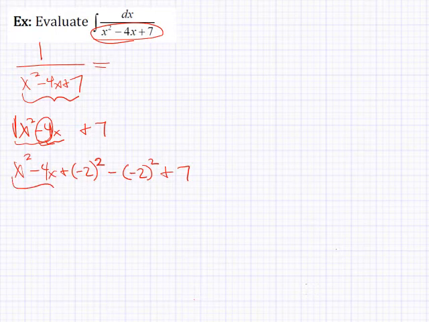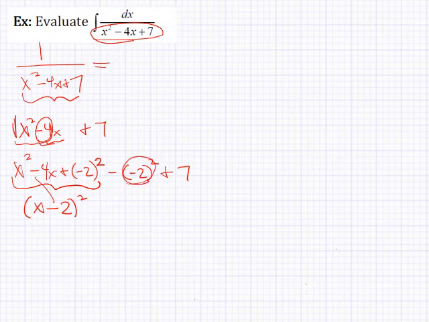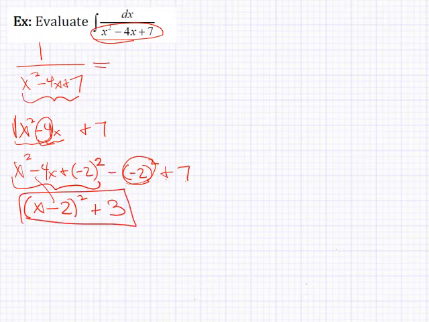So then we look at this here. What happens is that this is going to end up being x minus 2 squared, and that's where the big difference is because of the minus here. Here we're going to have a minus 4 plus 7, so we're going to get 3. And so I'm going to rewrite it like this. So now this is the same thing as 1 over x minus 2 squared plus 3.